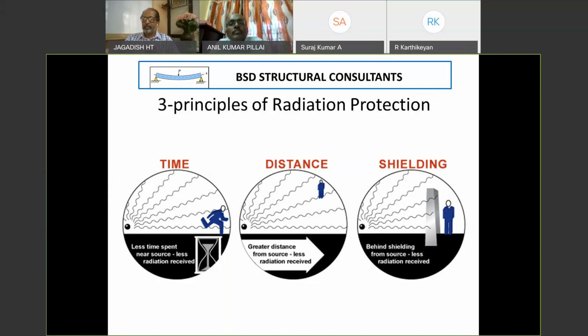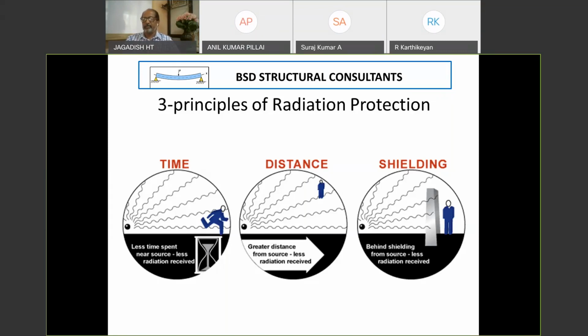Distance. The farther from the radiation, the better for you. So let us say you take an X-ray. The X-ray technician puts you in front of the X-ray machine and he goes and stands behind the machine or far away in one corner. Then he presses the button. So he is keeping himself far because he has to take X-rays every day. 10-20 X-rays he has to take. For you, just one X-ray. So he has to stand away. So distance, the further the distance, the better for you.